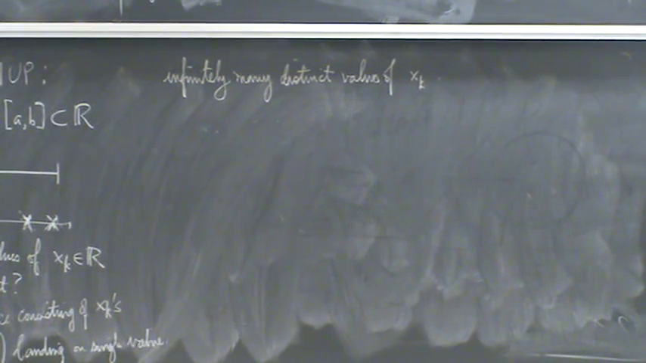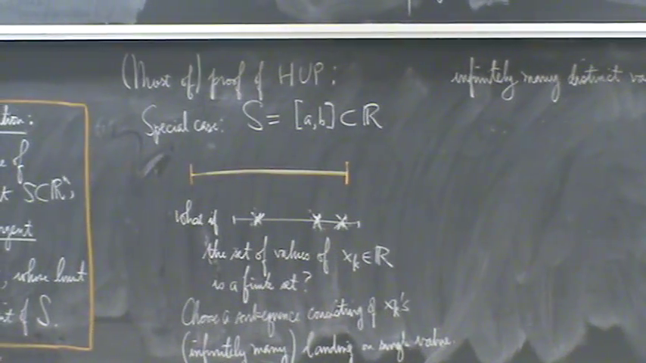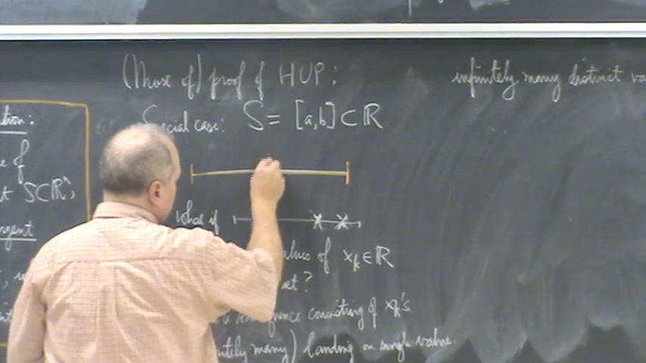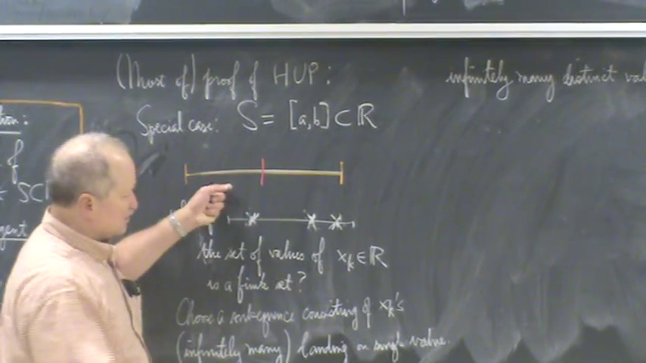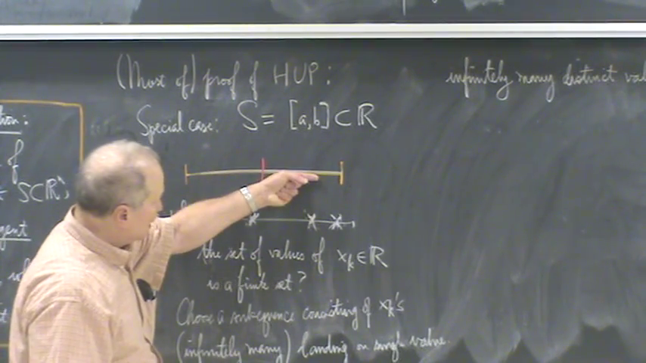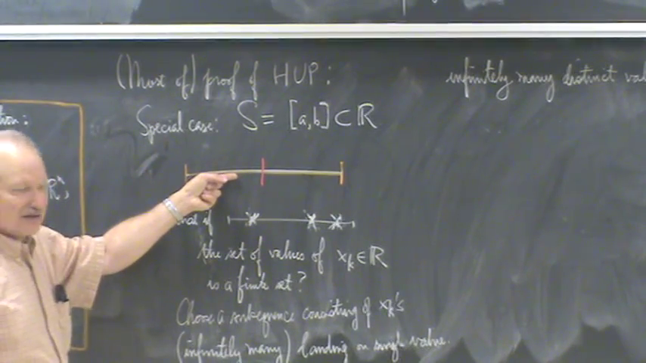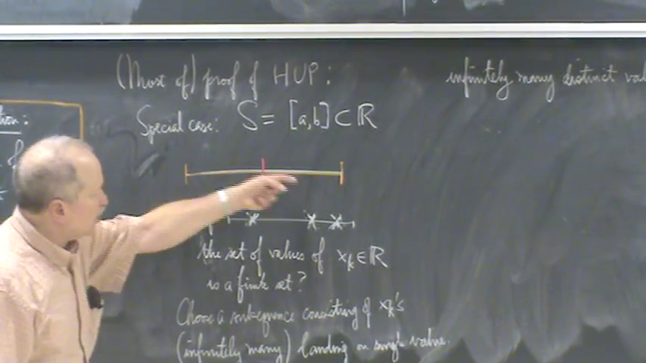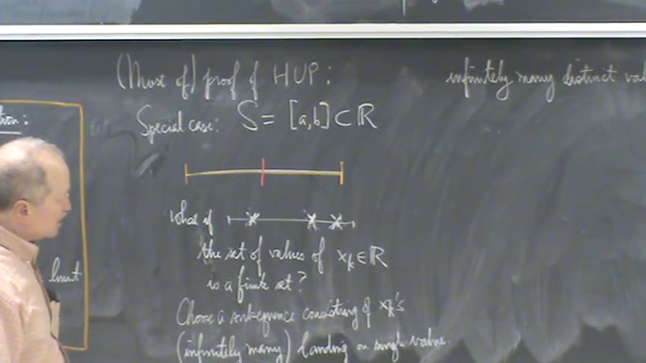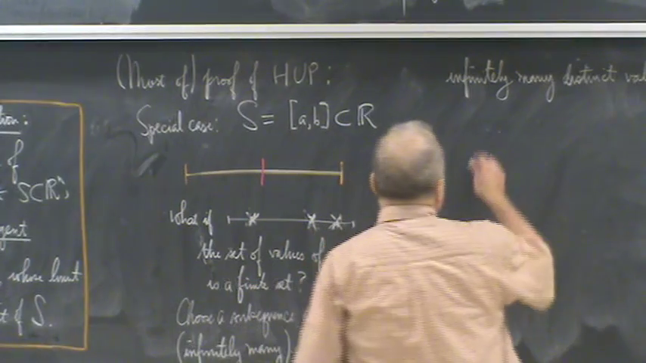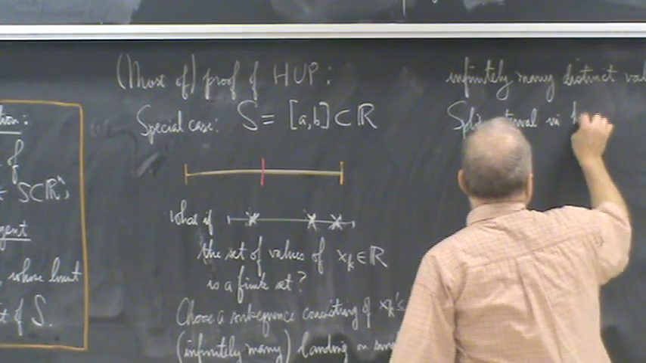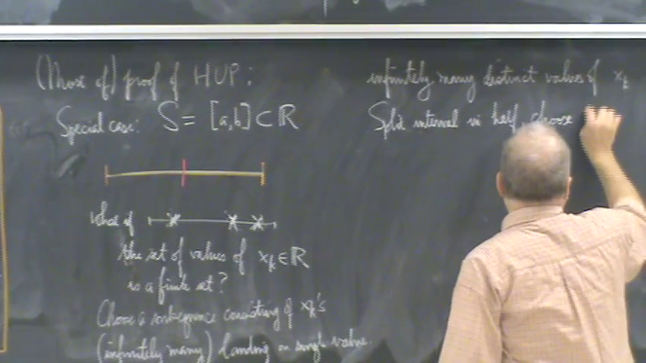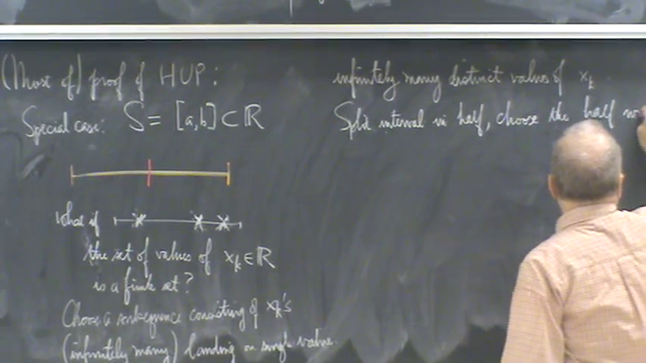So the idea is very simple. You say, okay, I have infinitely many dots in this interval. Split the interval in half. Well, there have to be infinitely many in one of those two halves, or else, by the same argument I made down here, you'd have finitely many in this half and finitely many in this half, which doesn't make infinitely many. So at least one of the two halves has infinitely many points in it. You could say: split the interval in half and choose the half with infinitely many points.